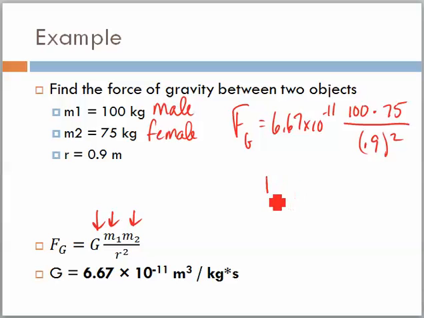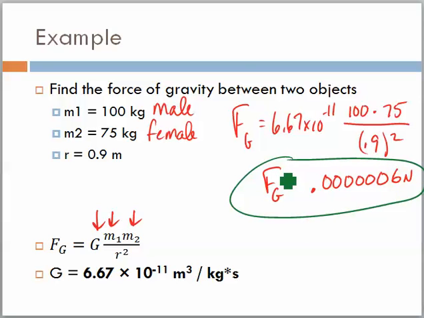Well, when we calculate this, the gravitational force between them turns out to be 6 zeros, and then a 6 newtons. So as you can see, the gravitational force of attraction between a male and a female, I'm just using a male and a female for example here, is infinitesimally small. But there is a certain amount of gravity between these two objects, and I think that's important here. It is very small.